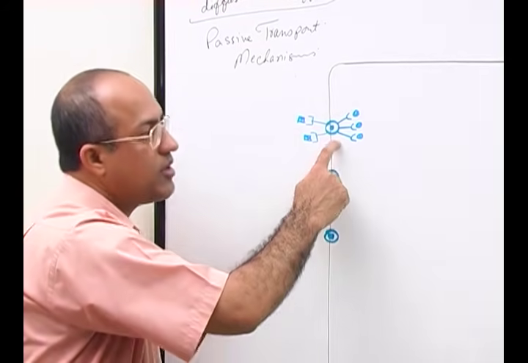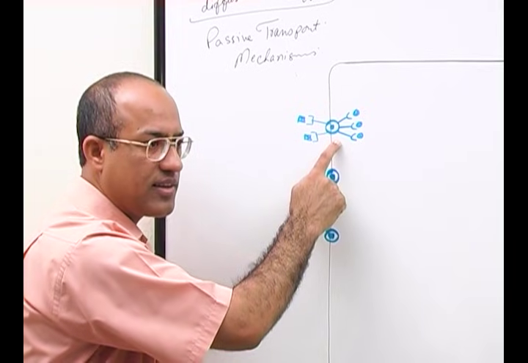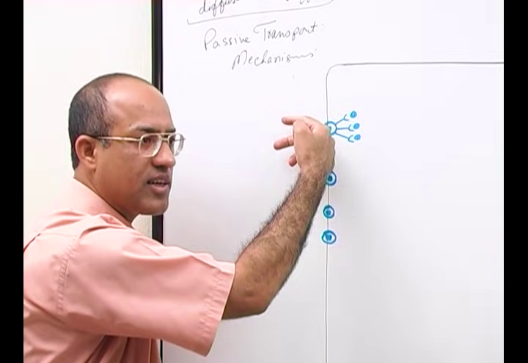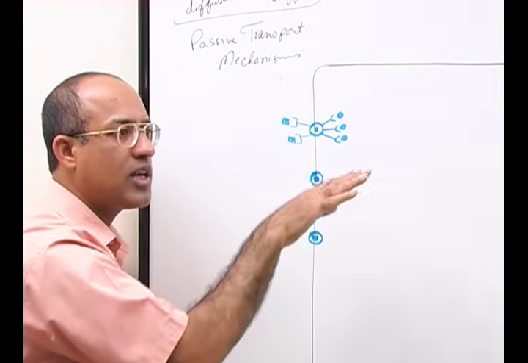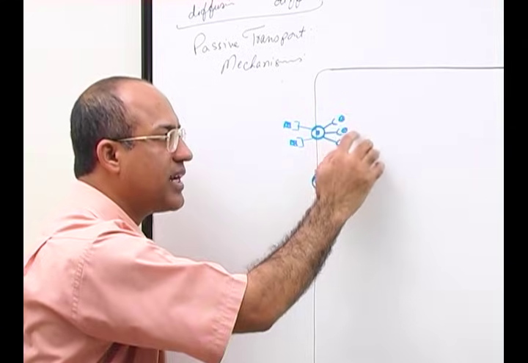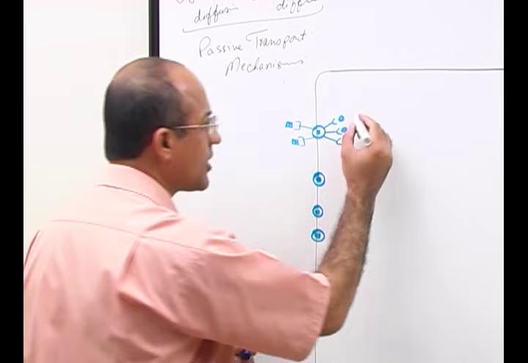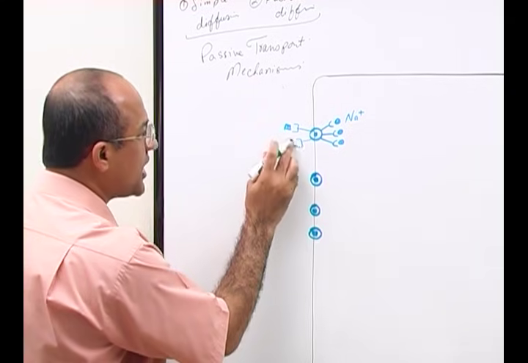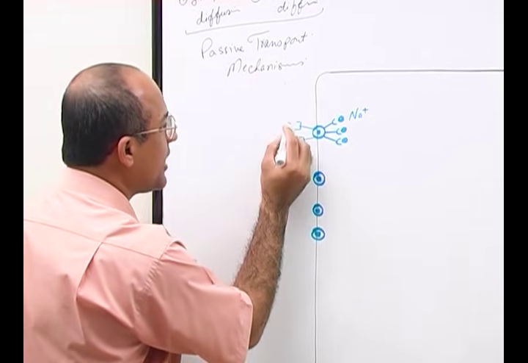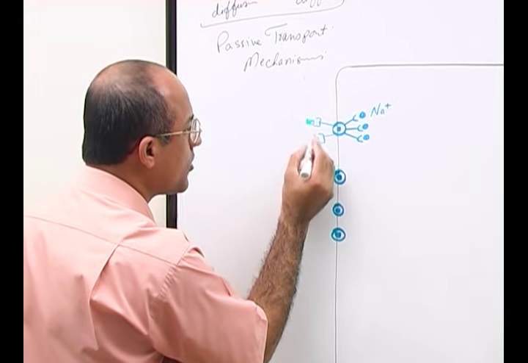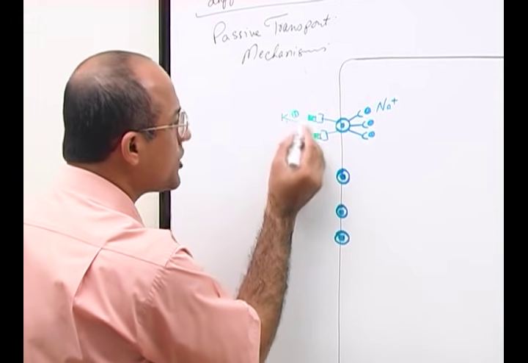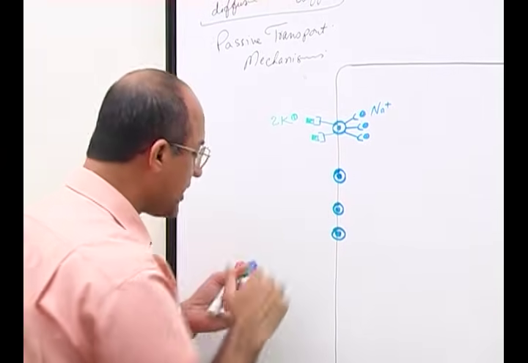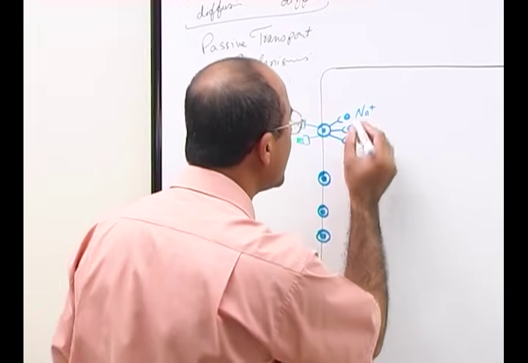What is the special point related with this protein? That it has three domains on one side and 2 domains on the other side. The 3 domains are usually hanging inside the cell, and they love to bind sodium. And these domains which are hanging outside the cell, they love to bind potassium. These are potassium binding domains, and these 3 are sodium binding domains.